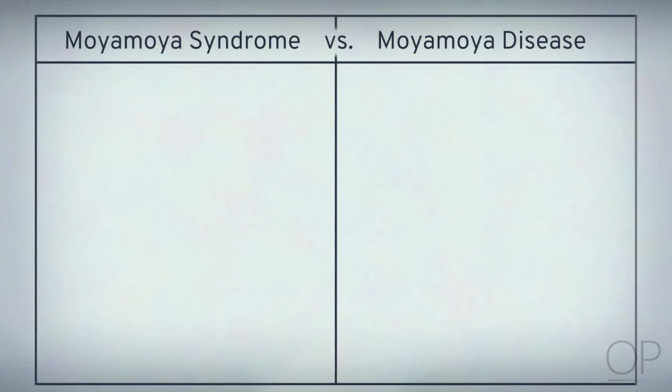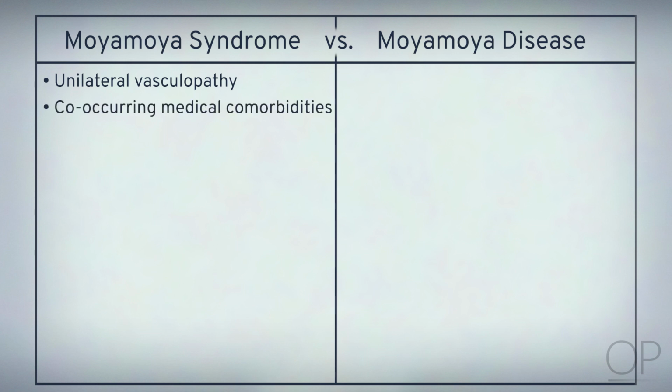It is important to differentiate Moyamoya syndrome from true idiopathic Moyamoya disease. Unilateral vasculopathy is always considered Moyamoya syndrome. Moyamoya syndrome is when the Moyamoya cerebral vasculopathy occurs in patients with other disease entities and risk factors.